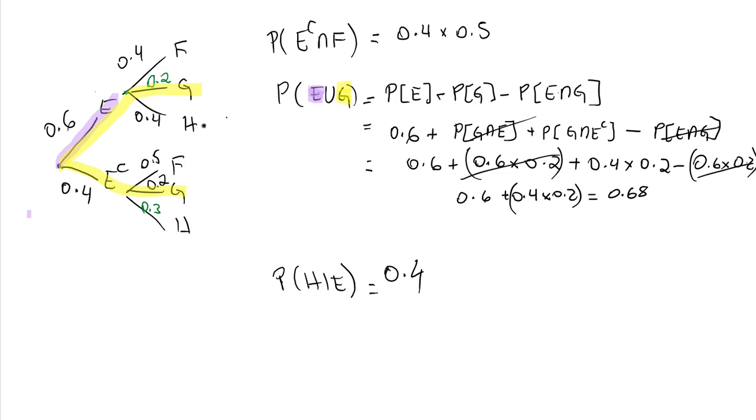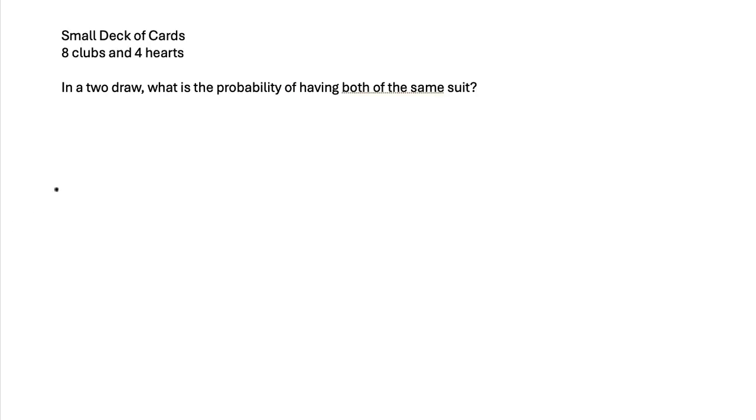So this is what we have to learn with probability trees. And let's do another exercise. I have a small deck of cards. I have 8 clubs and 4 hearts, so I have just 12 cards. They are fair. I have an equiprobable space, although I have a different number of cards. There's no heavier card or anything like that.